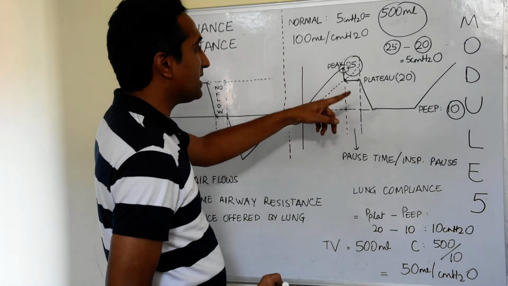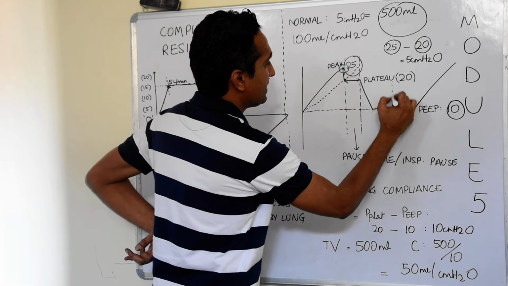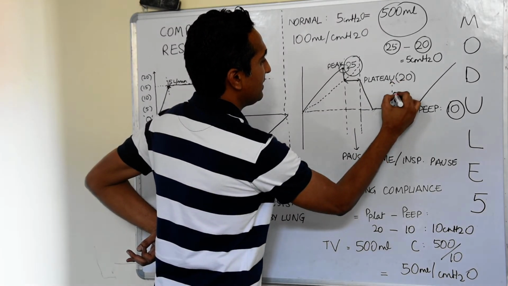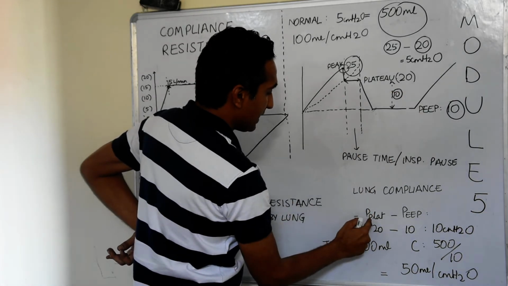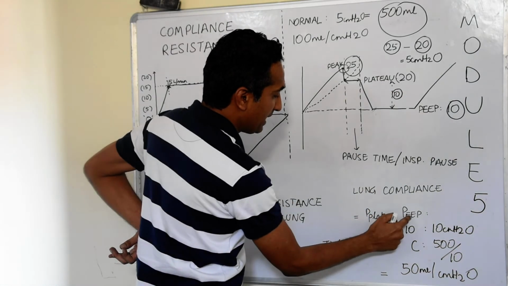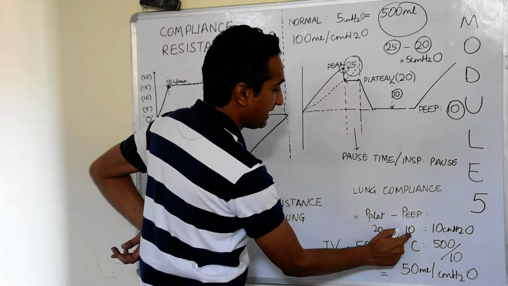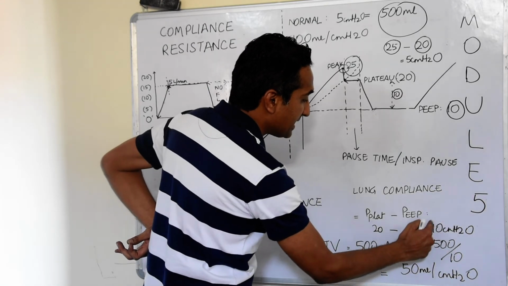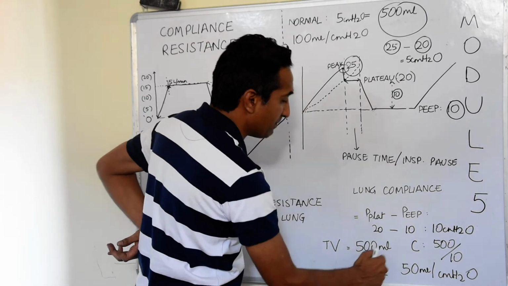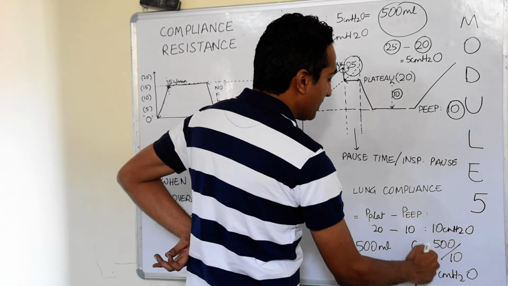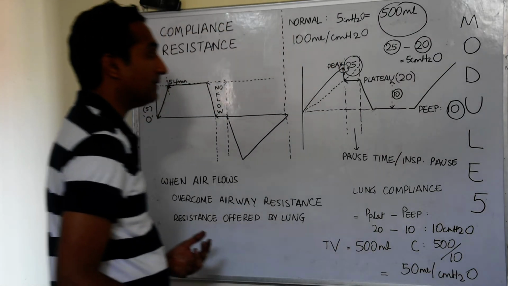Whereas if we want to measure the compliance, the difference between these two is 10. So what we do is, we deduct the PEEP from the plateau pressure, which here is 20, minus the PEEP, which is set at 10. So we require 10 centimeters of water pressure to produce a volume change of 500 ml, which would give a lung compliance of 50 ml per centimeter of water.